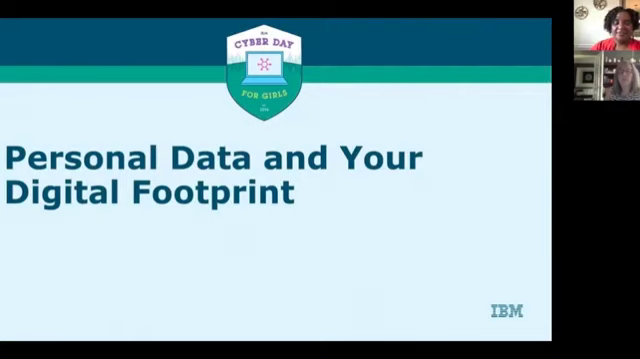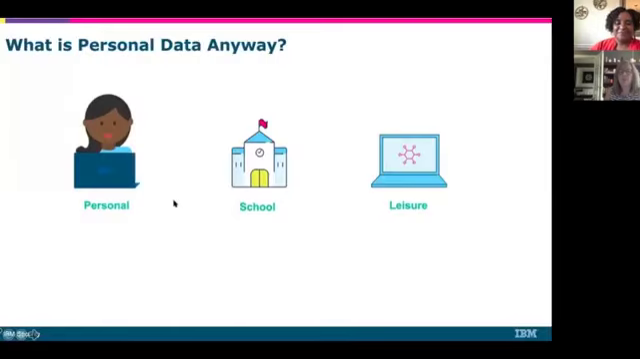All right, so enough about me. Let's talk about you. So Evelyn, if you could move us forward. So what is personal data anyway? Let's try to reframe that and start thinking about what is data that makes up our online identity. We're going to look at it in three different categories: personal data, school data, and leisure data. If we were together, I would say, give me some examples of personal data. So think in your head, what are some examples of personal data? All right, Evelyn, go ahead and show us.